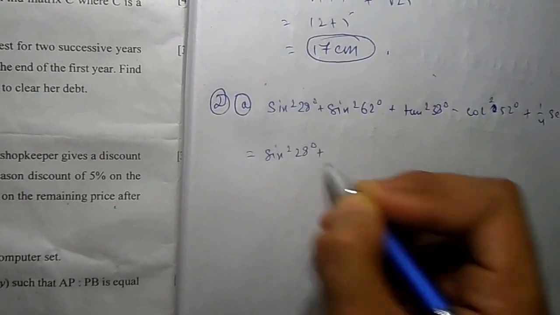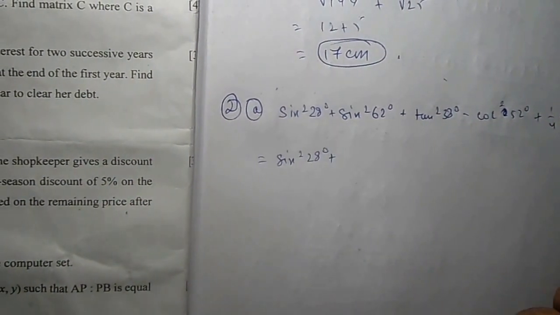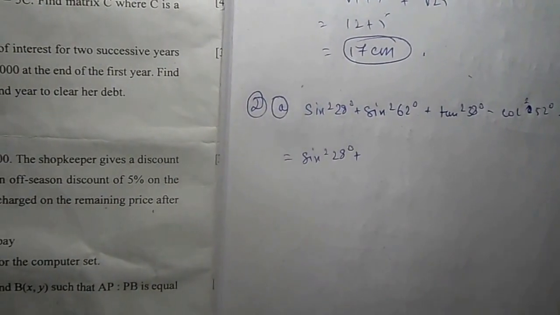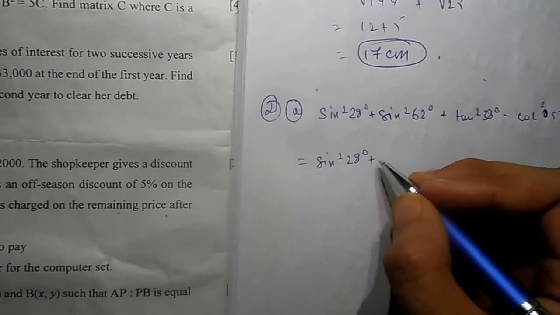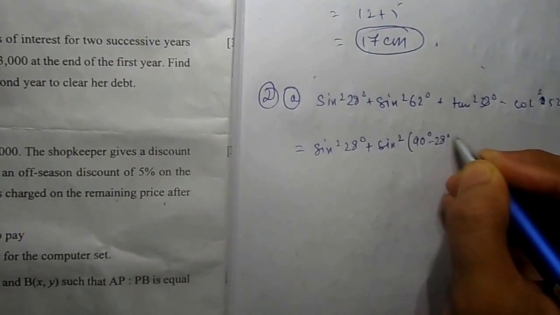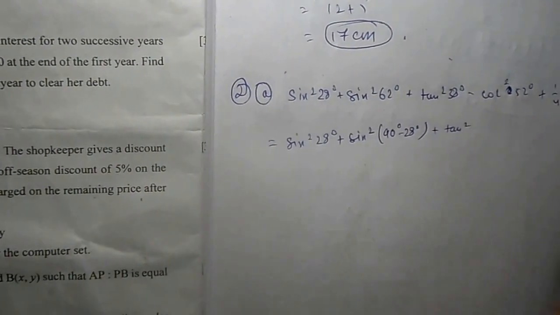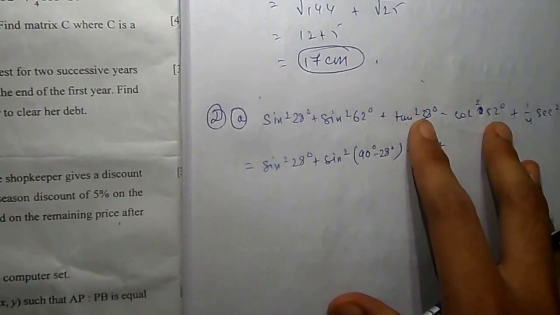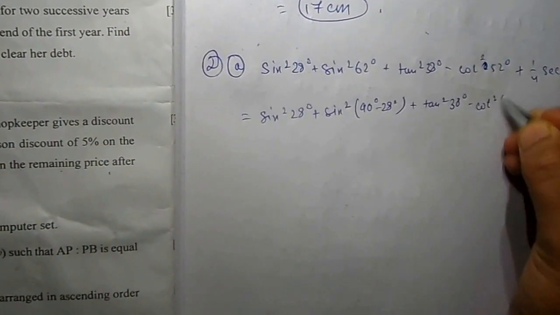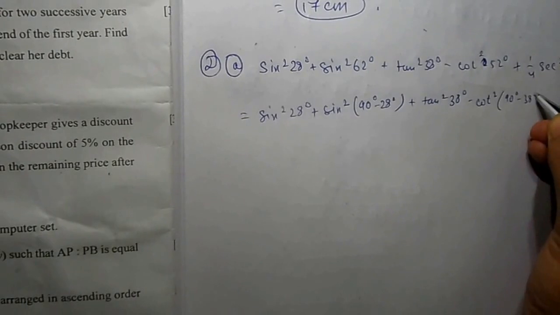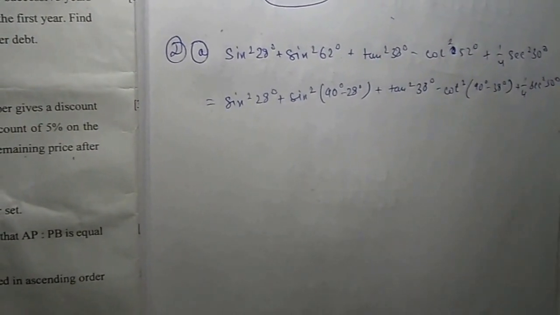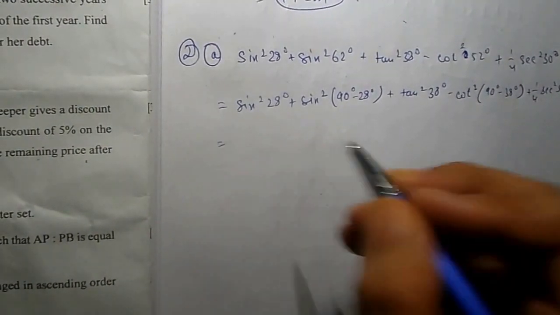Sine square 28 degree. Now we have to do something to get cos out of it so that we can cancel both of them out and get 1, because you know sine square theta plus cos square theta equals 1. So we can write it as 90 degree minus 28 degree plus tan square. Now we have to cancel this out also, so we'll solve it in such a way. Minus cot square 90 minus 38 plus 1 by 4 sec square 30. Now I know the value of sec square 30, I'll put it in the next step.